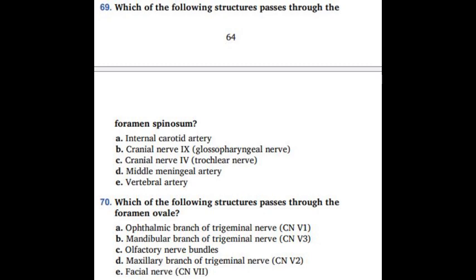Question 69, which of the following structures passes through the foramen spinosum? So remember, when you think about the spinosum, you think about the meninges, the middle meningeal artery. So that's going to be option D, the middle meningeal artery. Question 70, which of the following structures passes through the foramen ovale? So remember, we said S, R, O. So for the O, that will be the V3 of the trigeminal nerve. That's the mandibular division of the trigeminal nerve. That will be option B.